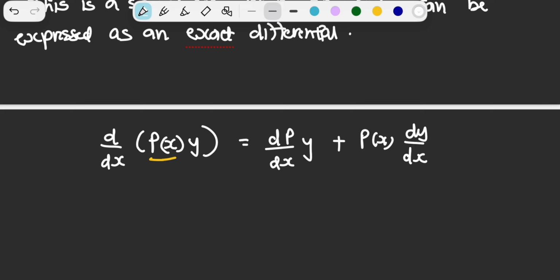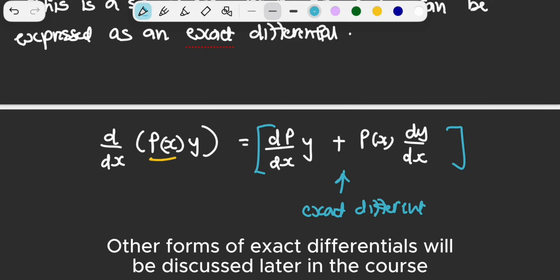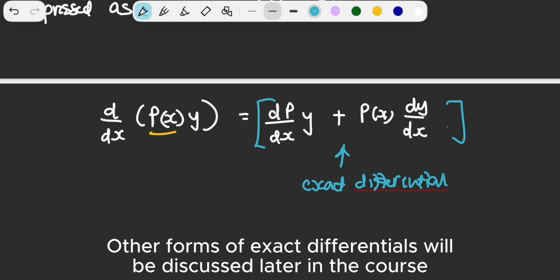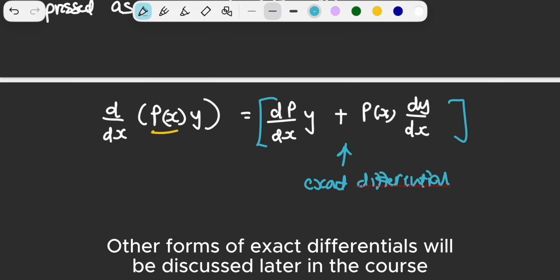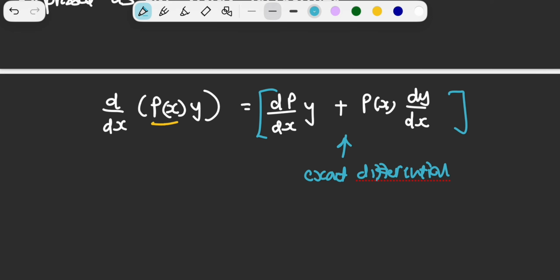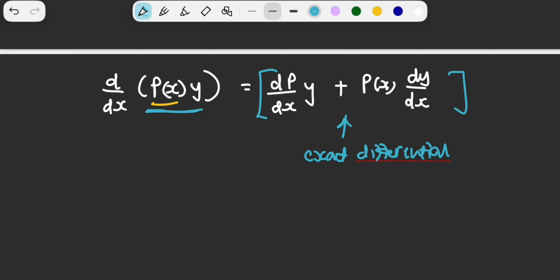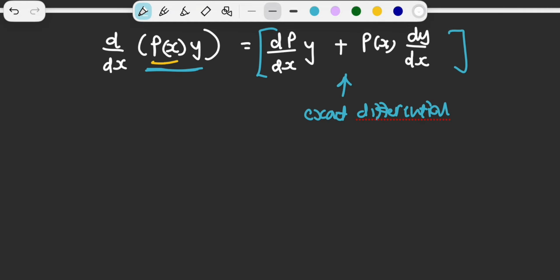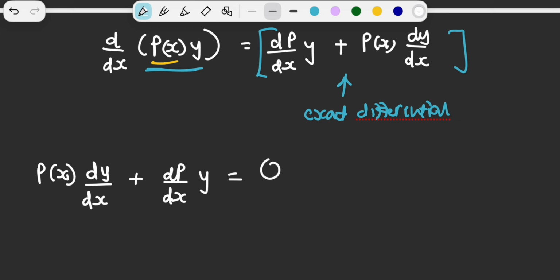So this is basically what we call an exact differential. An exact differential is basically something of this nature. There's a complicated explanation as to what an exact differential is, and the various other forms of it, but for the sake of this video, we're just going to take it as it is. If I were to give you a question that looks like this, you have some function p of x times dy over dx, plus dp over dx times y, is equal to some function q.